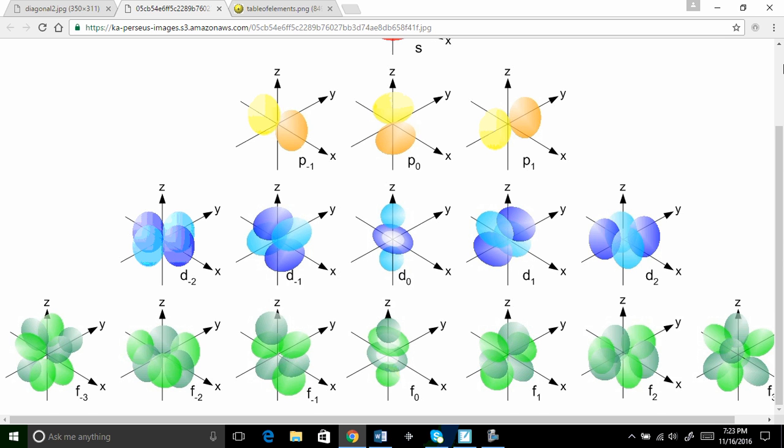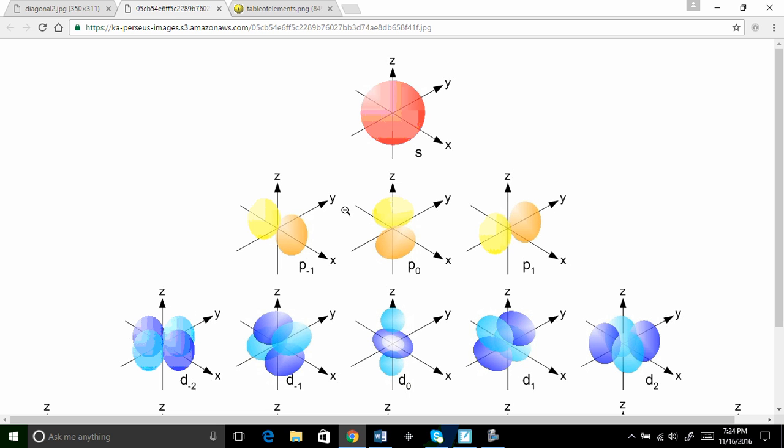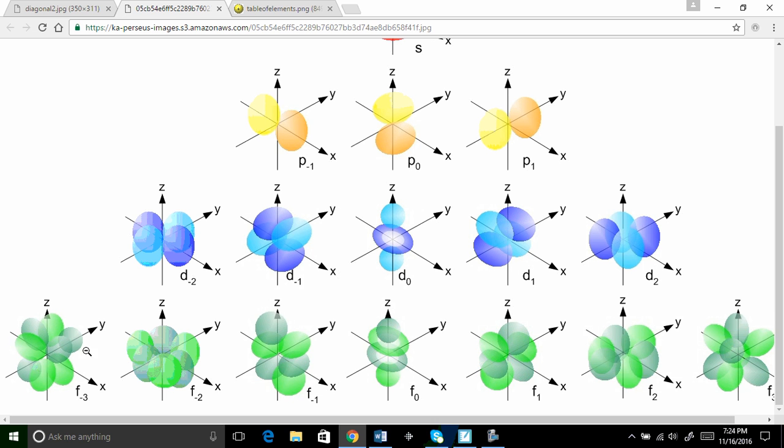The other thing is there's a pattern. It goes 1, 3, 5, 7. Each of these orbitals can hold 2, so s orbitals can hold 2, p orbitals can hold 2 plus 2 plus 2 or 6. D orbitals can hold 2 plus 2 plus 2 plus 2 plus 2 or 10, and F orbitals can hold 2 plus 2 plus 2 plus 2 plus 2 plus 2 plus 2 or 14. Okay, I can't even imagine how stupid that sounds.